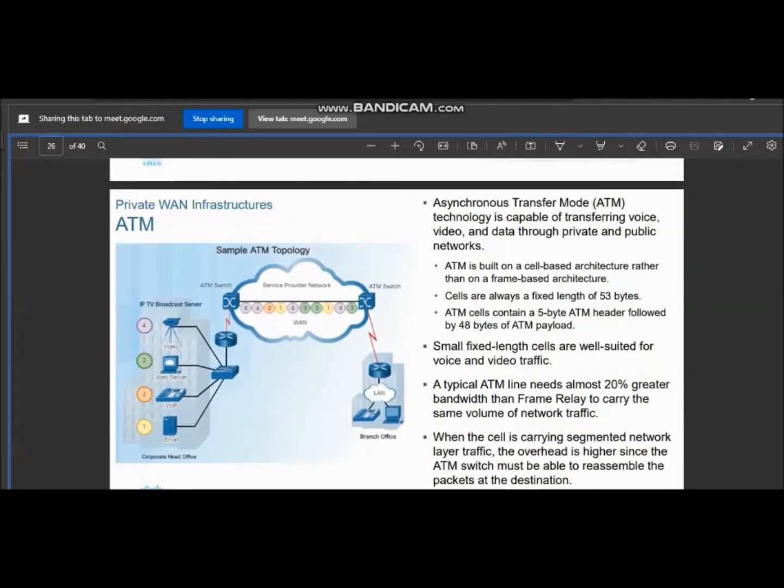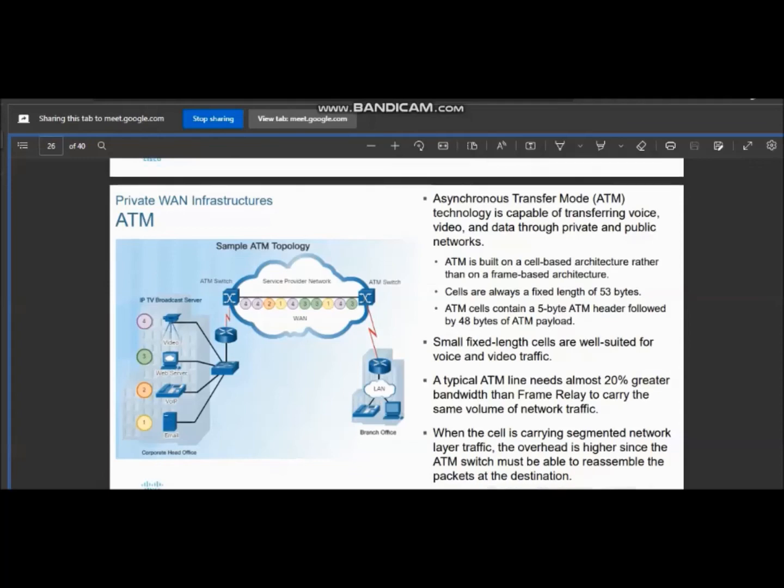Next is the ATM. ATM stands for Asynchronous Transfer Mode technology, and is capable of transferring voice, video, and data through private and public networks. ATM is built on a cell-based architecture rather than on a frame-based architecture. Small, fixed-length cells are well suited for voice and video traffic. A typical ATM line needs almost 20% greater bandwidth than frame relay to carry the same volume of network traffic.